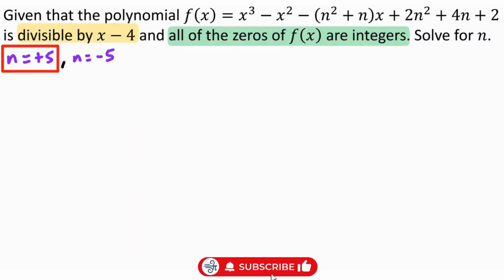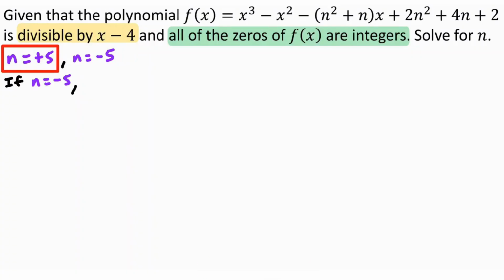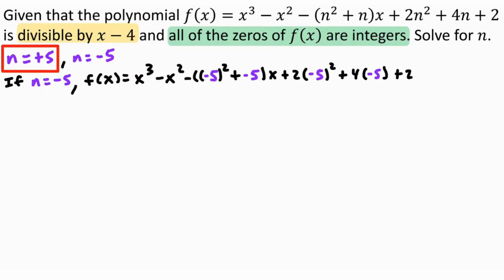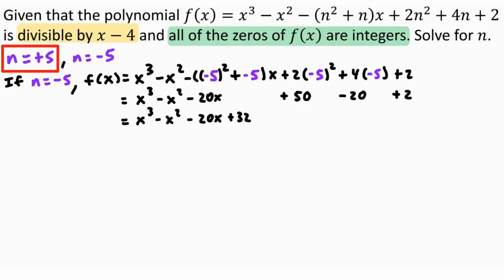Now we need to test whether, if n is equal to negative 5, this will give us integer solutions. So we'll substitute n equals negative 5 into f of x. We'll simplify, we get x cubed minus x squared minus 20x plus 50 minus 20 plus 2. Simplify some more, we get x cubed minus x squared minus 20x plus 32.